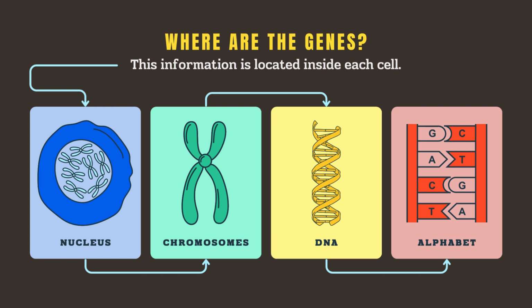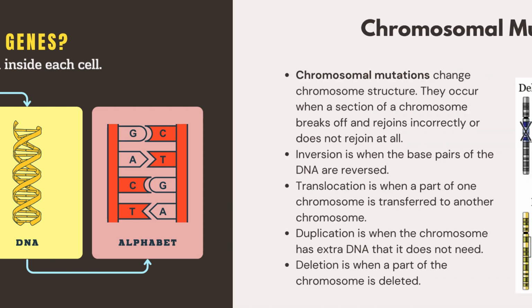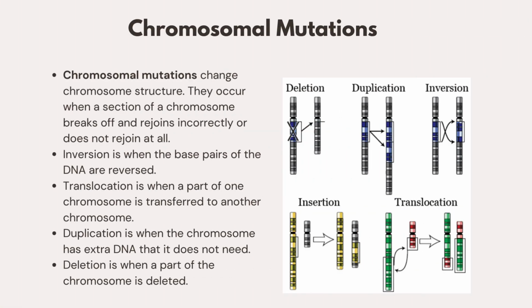Within the chromosomes is the DNA, and if you zoom in on a portion of the DNA strand, you would then find the alphabet sequence of adenine, thymine, guanine, and cytosine. Sometimes chromosomal mutations occur. Chromosomal mutations refer to alterations in the structure or number of chromosomes in an organism's cells. These mutations can have significant impacts on an organism's development and function. A chromosomal mutation will change the entirety of the chromosome structure.